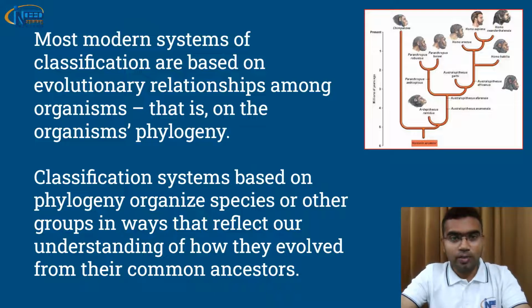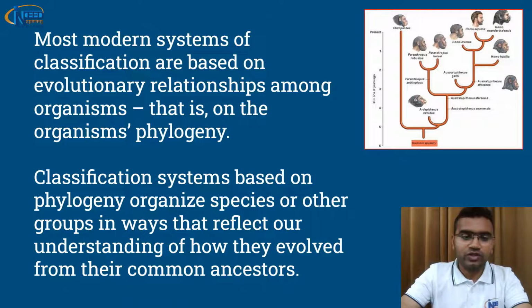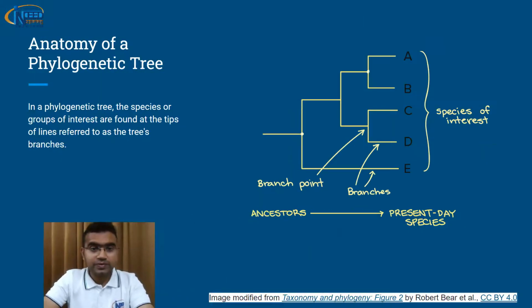So let's say the common ancestor was a monkey. This is a layman's example. From monkeys only, there were so many species that evolved. So they have a common ancestor as a monkey. That is how basically this classification system has evolved.